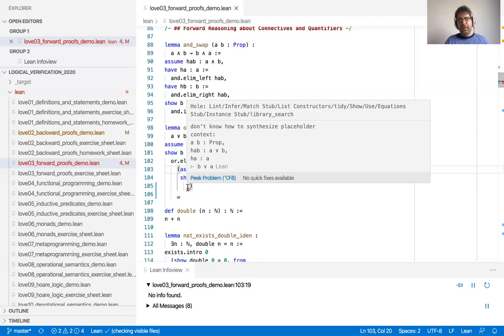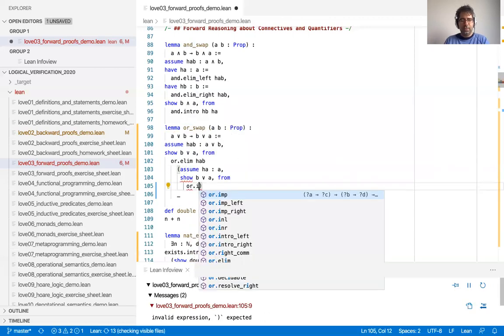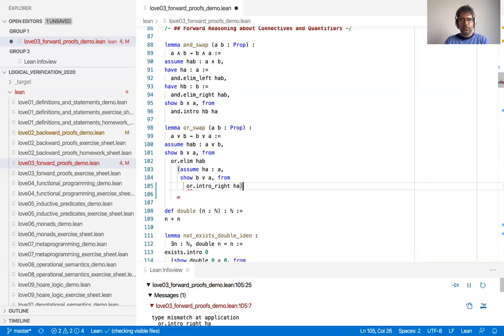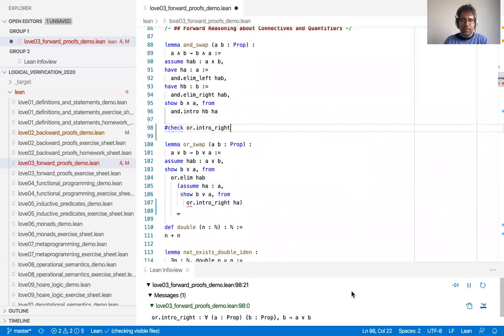Because to prove B or A, you have two ways of doing it. You can do it by providing a proof of B, or by providing a proof of A. So that means there are two introduction rules, and we'll take the second one. So OR intro right HA. And it doesn't work, and I'm guessing it's just because of the way, I mean, this is where check helps.